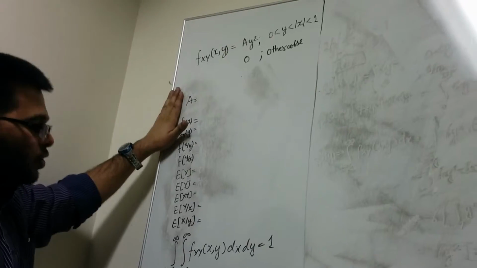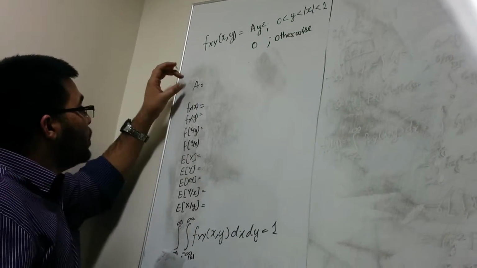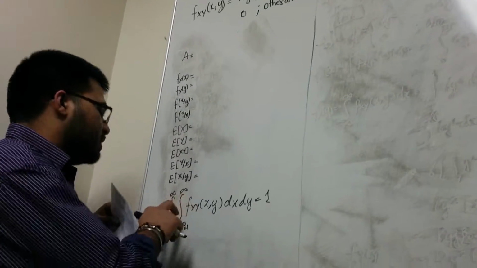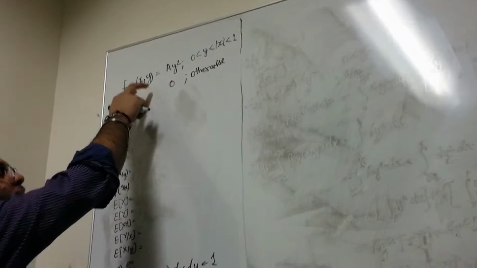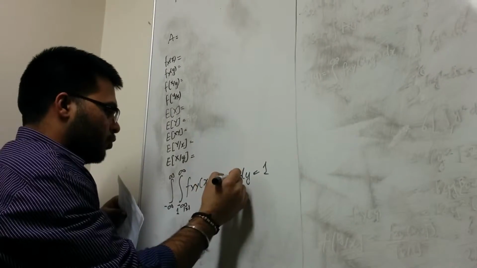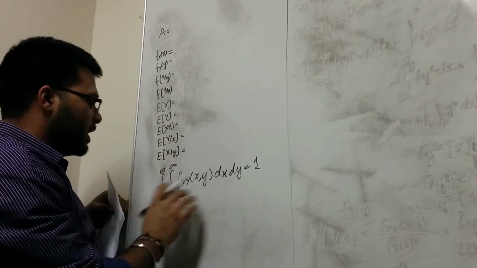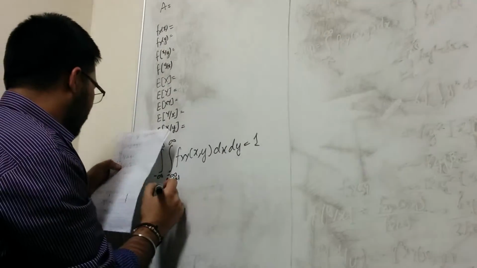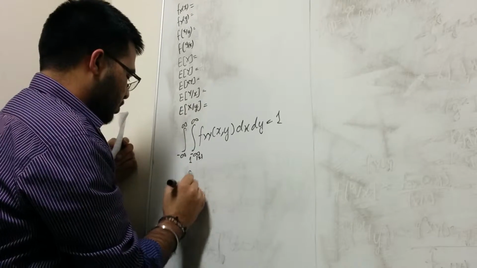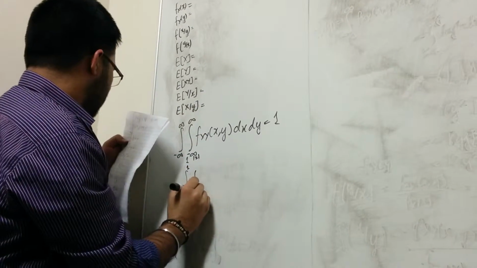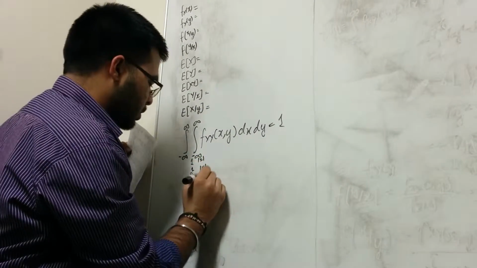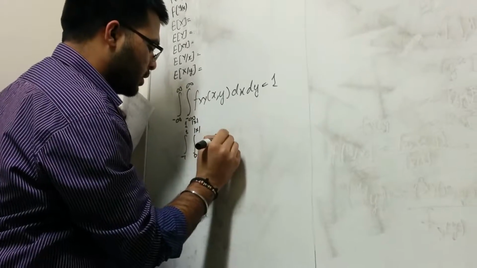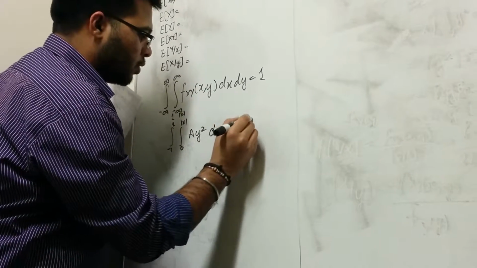Now we would find the value of a. To find the value of a, we know that the area under the curve of the joint density function is 1. So for that, this is the equation. And now putting the values and the limits, we would get integral from minus 1 to 1, 0 to mod x, a y square dy dx equal to 1.